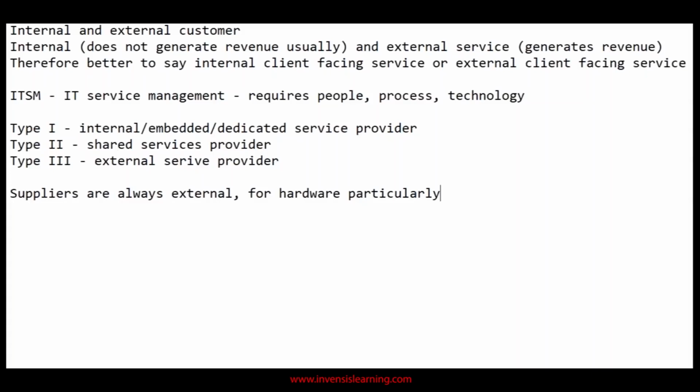Suppliers are always external. We never have internal ones. Usually it's for hardware. So it's a chain: you have a customer and then you have an IT service provider, and then we have the supplier.